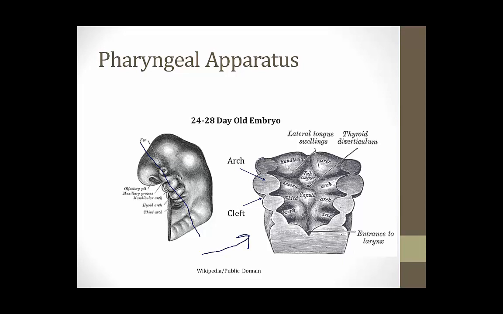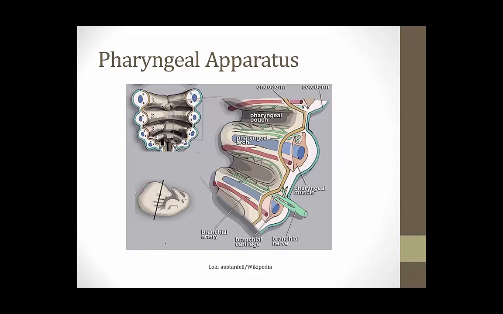You would see these pairs of bumps like what I'm circling with my pen. Those are the pharyngeal arches, and there's one on the left and one on the right. Outside of the arches, these grooves between each of the two bumps is called a pharyngeal cleft. And then running down the middle, you have these depressions in the floor of the embryo, and those are called the pharyngeal pouches.